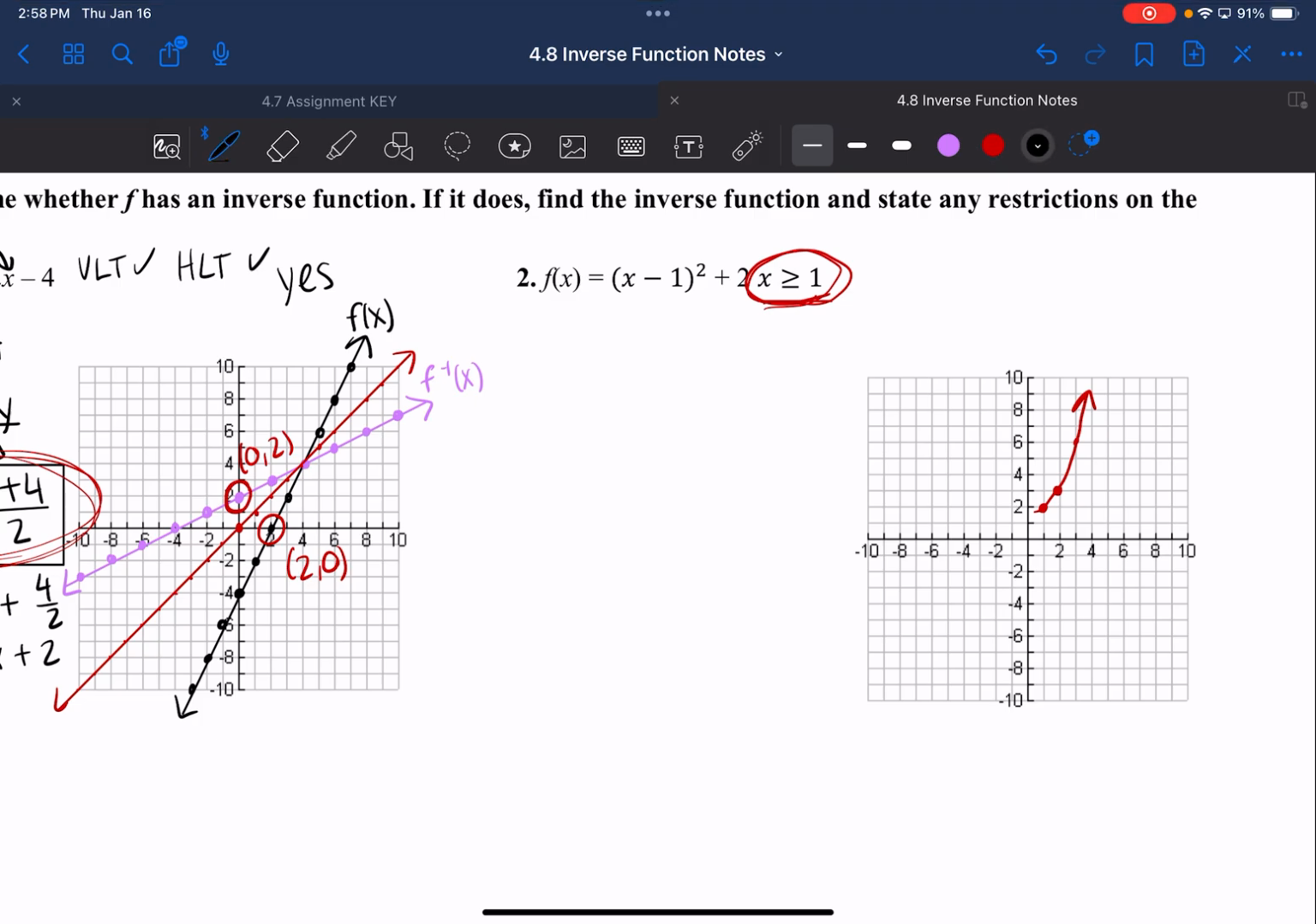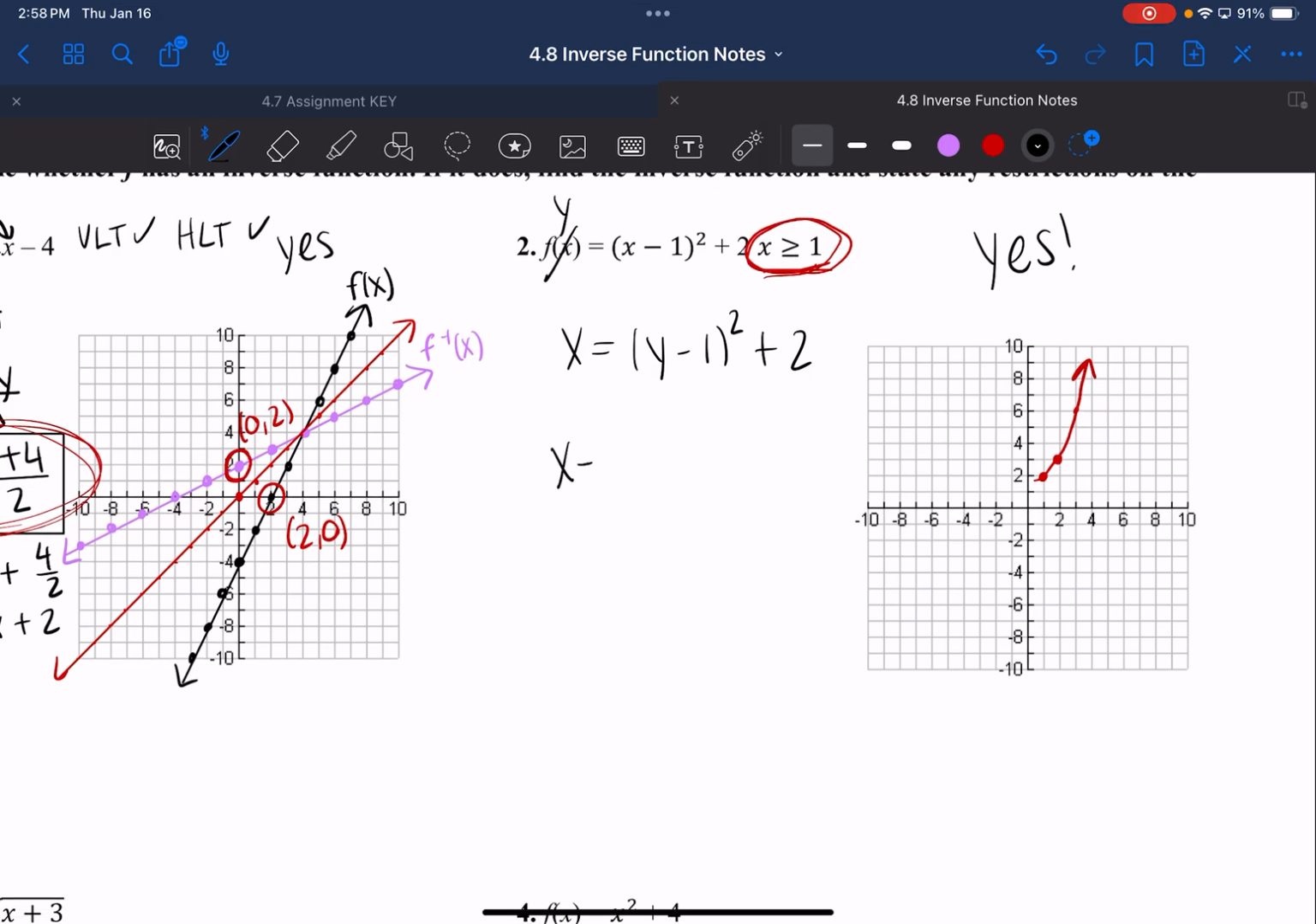Okay, so what do you guys think? Does this pass the vertical and horizontal line test? Yes. Okay, so our answer is yes. Then we need to find the inverse function. And how do I find the inverse function? Right. So we're going to have x is equal to y minus 1 squared plus 2, right? Where do I go from here? Not yet. What do we need to do first? Subtract the 2, right, to move it to the other side. Okay, so x minus 2 equals that y minus 1 squared.